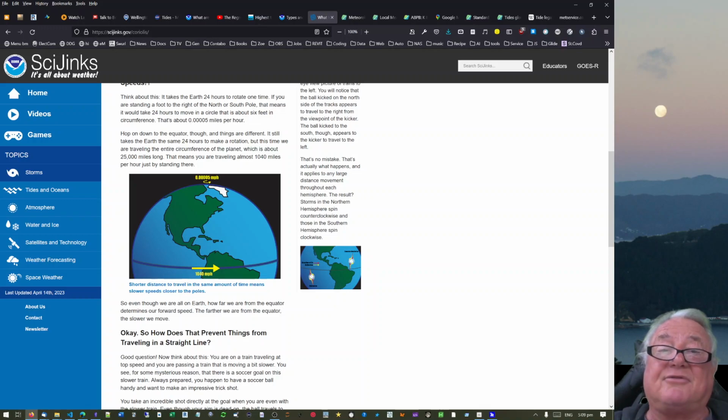This is about 0.000005 miles an hour, so very, very slow. Now, if you go down to the equator, it still takes the Earth 24 hours to make one rotation, but the entire circumference at that point is 25,000 miles. So that means that you're travelling almost 1,040 miles per hour just standing there.